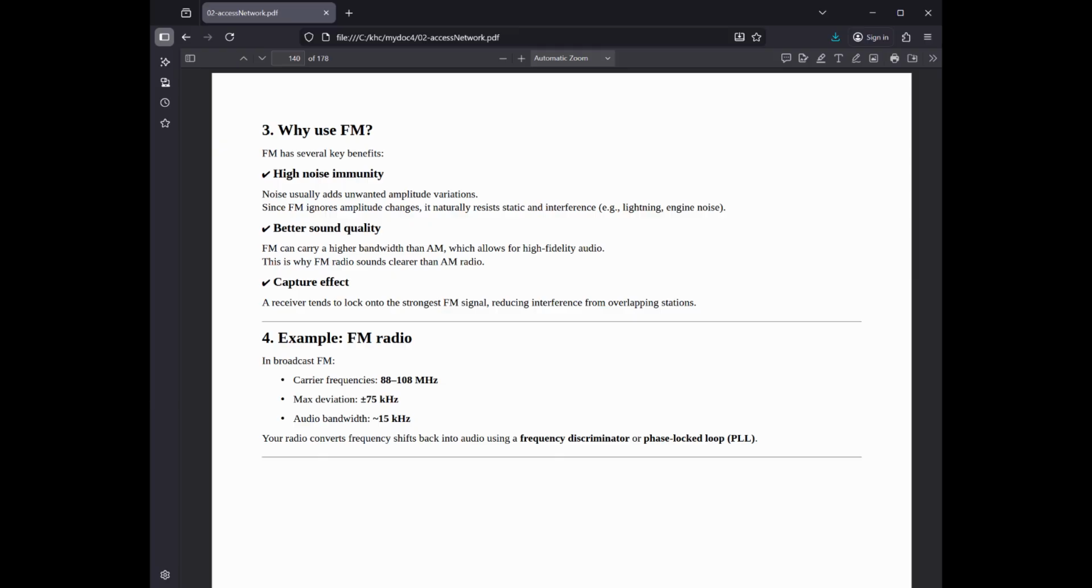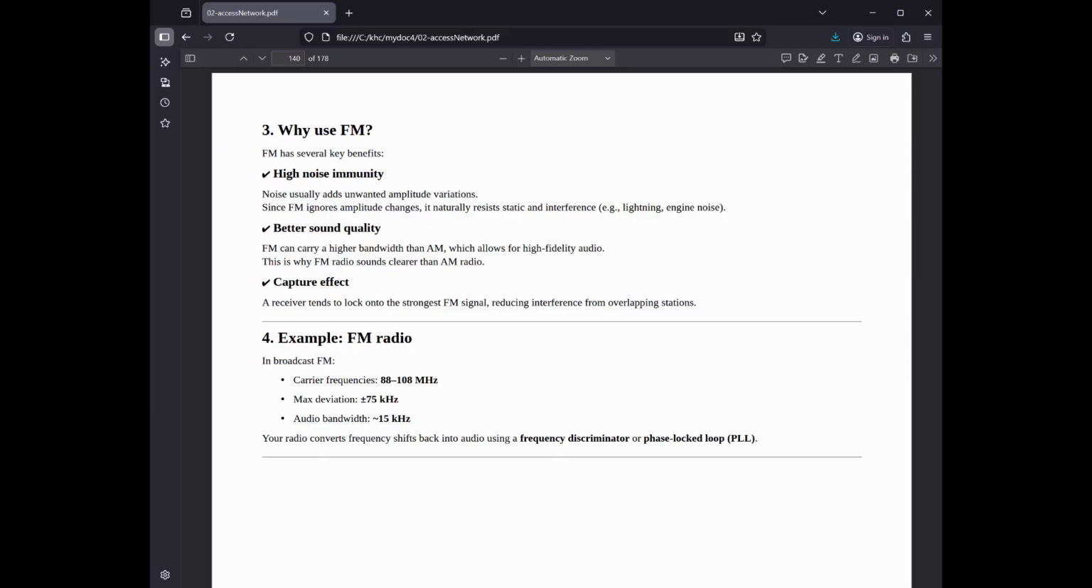Capture effect: if 2 FM stations are on the same frequency, the receiver will lock onto the stronger one and completely ignore the weaker one, rather than playing both at once, which happens in AM. Higher bandwidth: FM uses a much wider range of frequencies per station, typically 200 kHz, compared to AM's 10 kHz. This allows it to carry a much richer range of audio frequencies, including stereo sound.